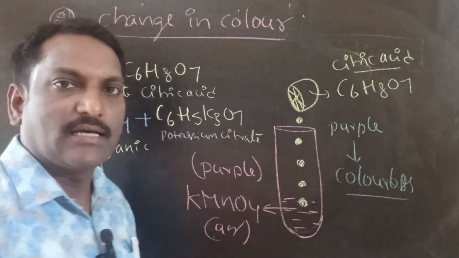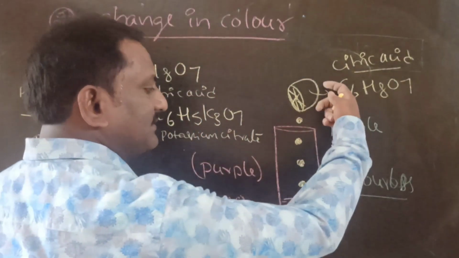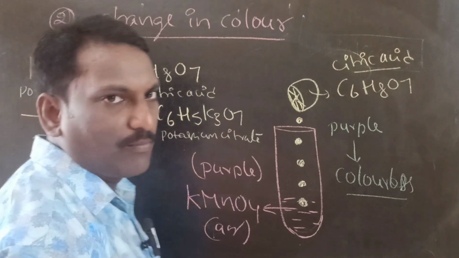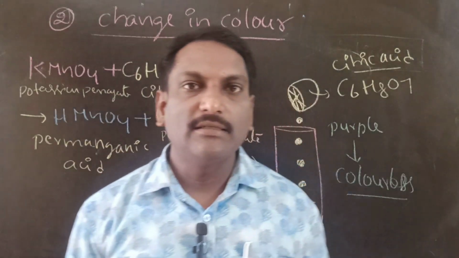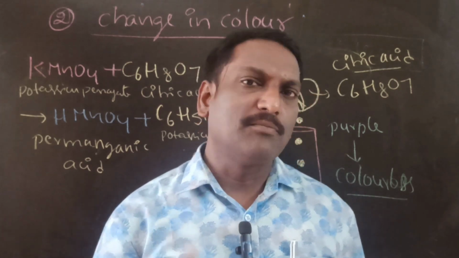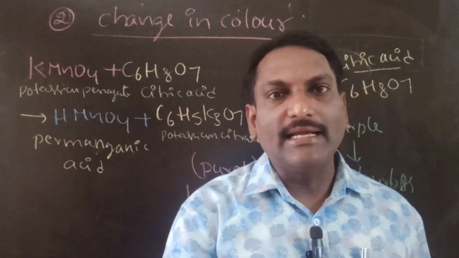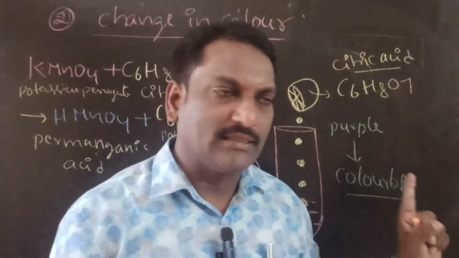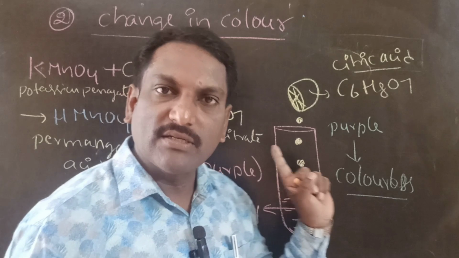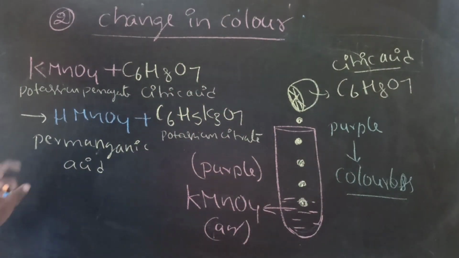Some chemical reactions are characterized by change in color. Example, the reaction between citric acid and potassium permanganate. In the examination, you will get a question like this: name the acid which decolorizes potassium permanganate. That is citric acid, according to our syllabus. Okay. So this one is an example for change in color.